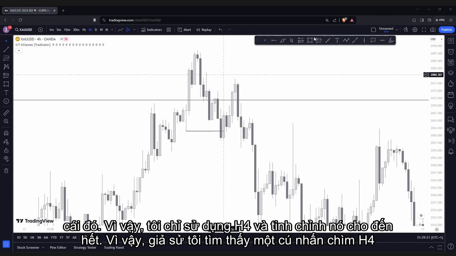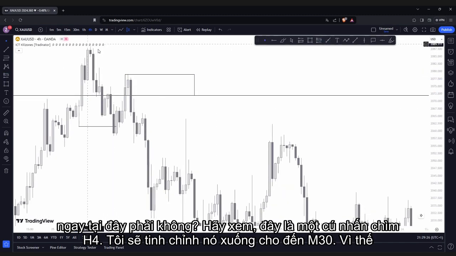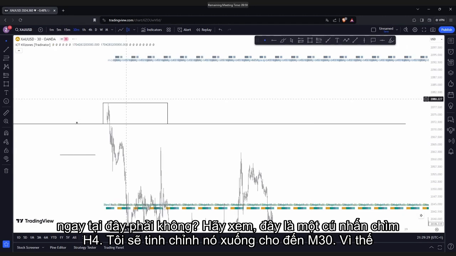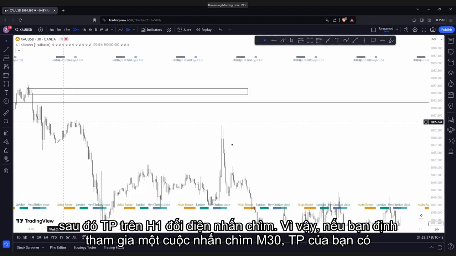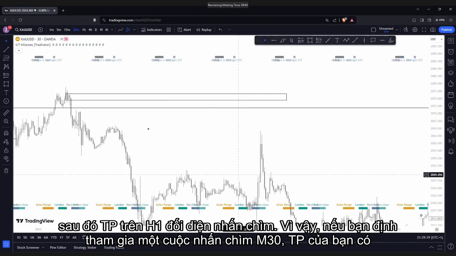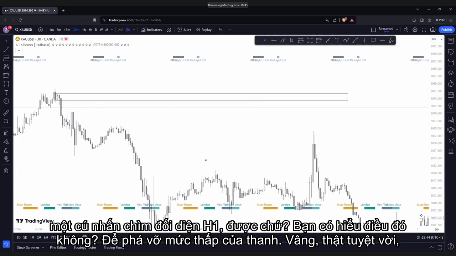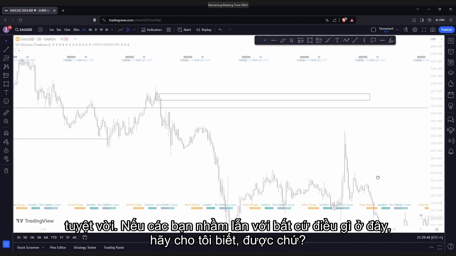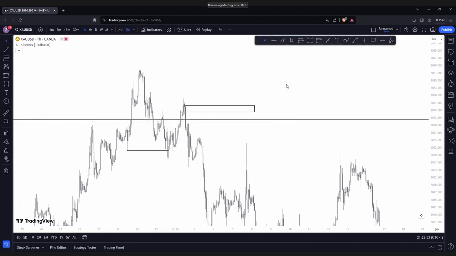So let's say I find an H4 engulf right here, right? So this is an H4 engulf. I'm gonna refine it down until M30. So I'm gonna have an M30 engulf right here. And then I'm going to use the M5 on it and then TP on the H1 opposite engulf. So if you're going to enter an M30 engulf, your TP is the H1 opposite engulf, okay? Did you understand that? To break the low of the bar. Yes, amazing. If you guys are ever confused with anything here, just let me know, okay?